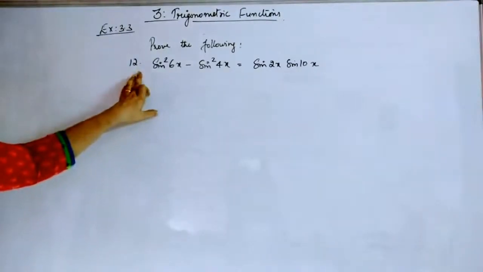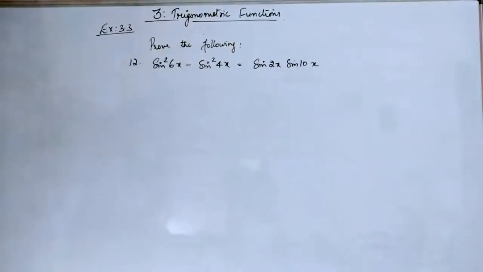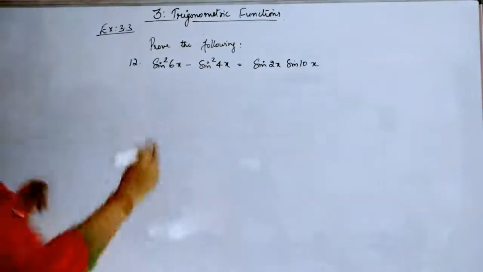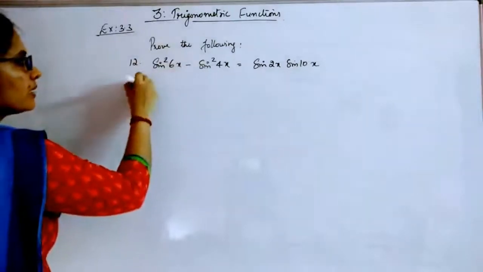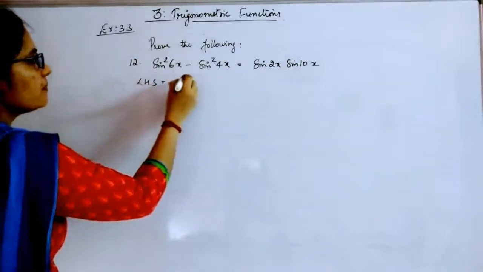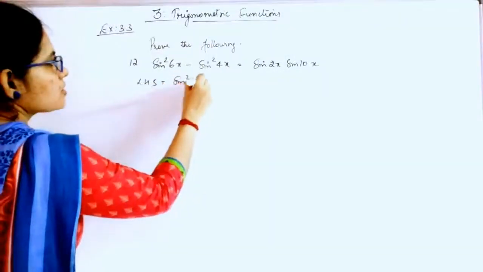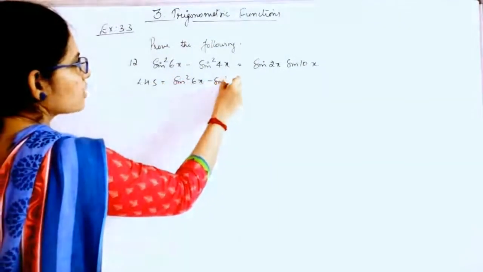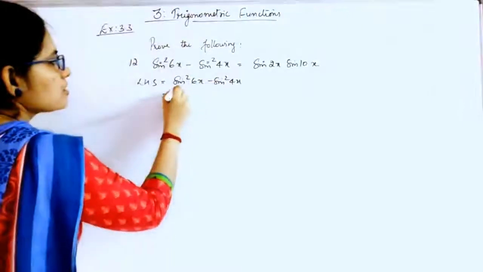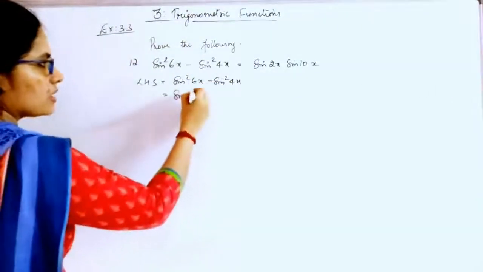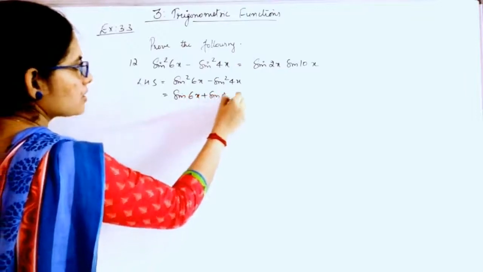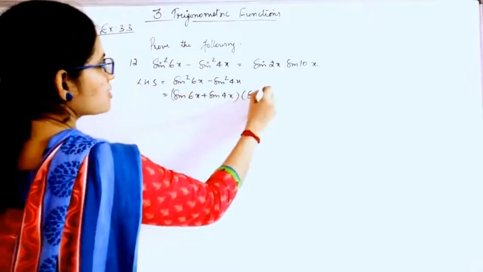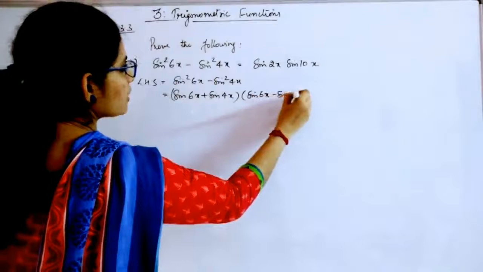Next is question number 12. Sin square 6x minus sin square 4x is equal to sin 2x sin 10x. You can just see the left hand side is in the a square minus b square form. You can apply that. So LHS will become, that is sine square 6x minus sine square 4x can be written as a plus b into a minus b. So you will have sine 6x plus sine 4x into sine 6x minus sine 4x.